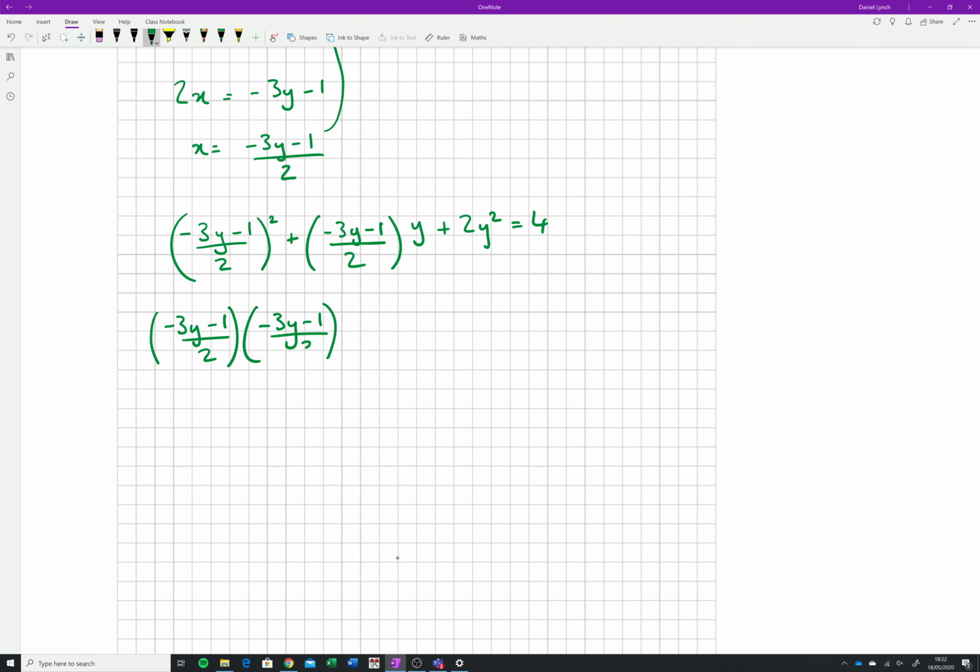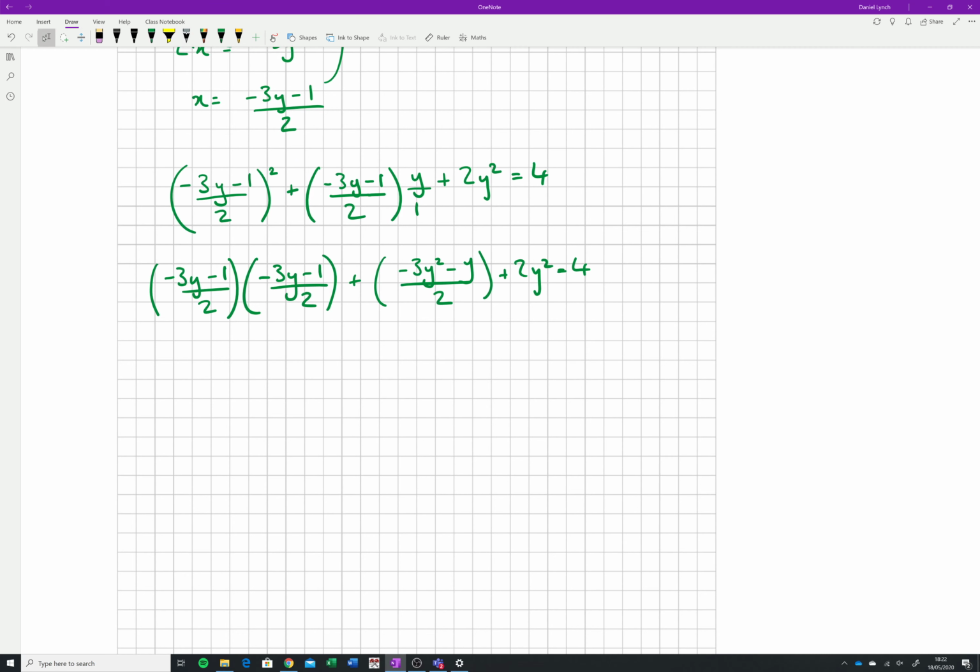Just take it nice and slowly with this. Okay, we need to multiply these together. Well, y is y over 1. So top by top, bottom by bottom, we get minus 3y squared minus y over 2. We get plus 2y squared, and here we have 4. Okay, top by top again. So nice and slow here. 9y squared plus 3y plus 3y plus 1 all over 4. Added to. Now this bracket is kind of annoying, but we'll leave it there just for a second.